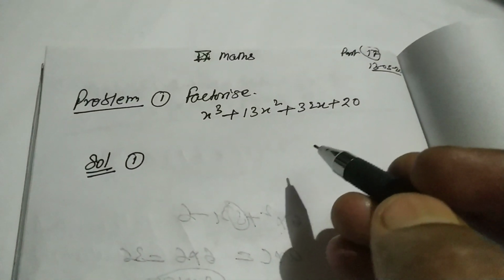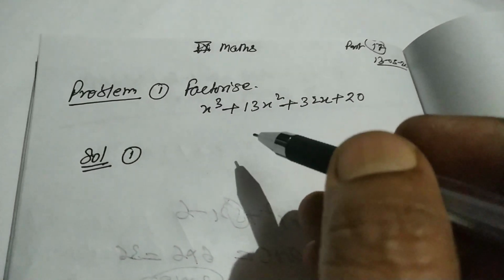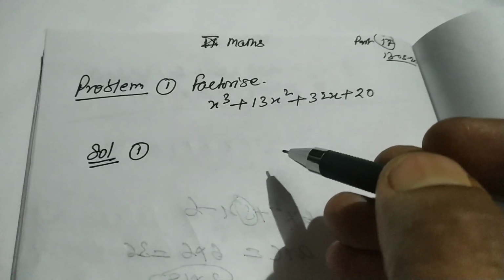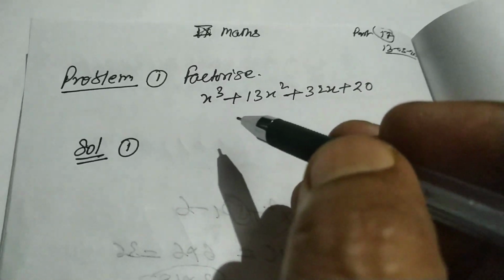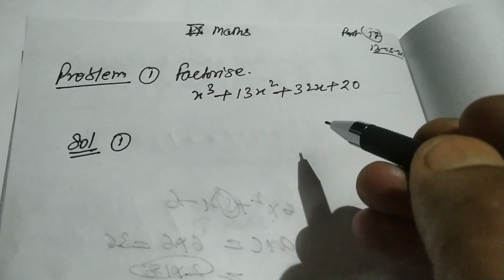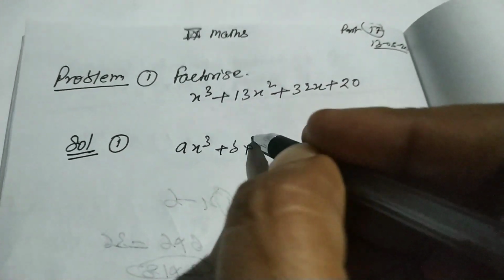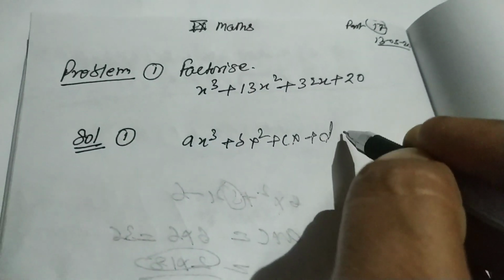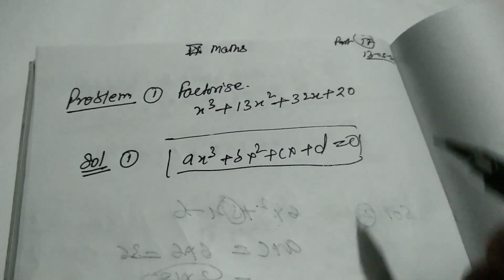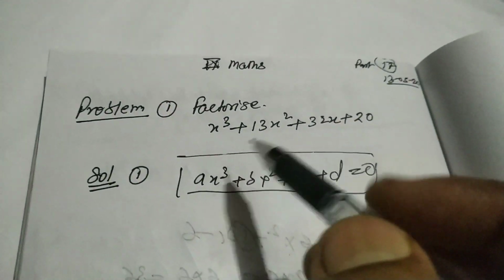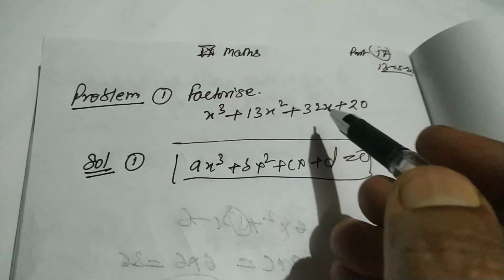In previous sessions we have factorized the quadratic polynomial, and today we are going to solve the cubic polynomial. That means we have to factorize the cubic polynomial. The standard equation of the cubic polynomial is ax cube plus bx square plus cx plus d is 0, and we have a problem: x cube plus 13x square plus 32x plus 20.